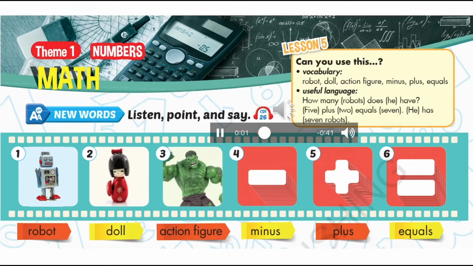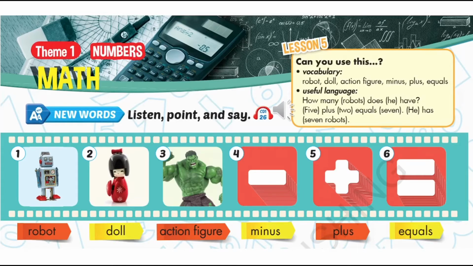Theme 1. Numbers. Lesson 5. New words. Listen, point, and say. 1. Robot. 2. Doll. 3. Action figure. 4. Minus. 5. Plus. 6. Equals.